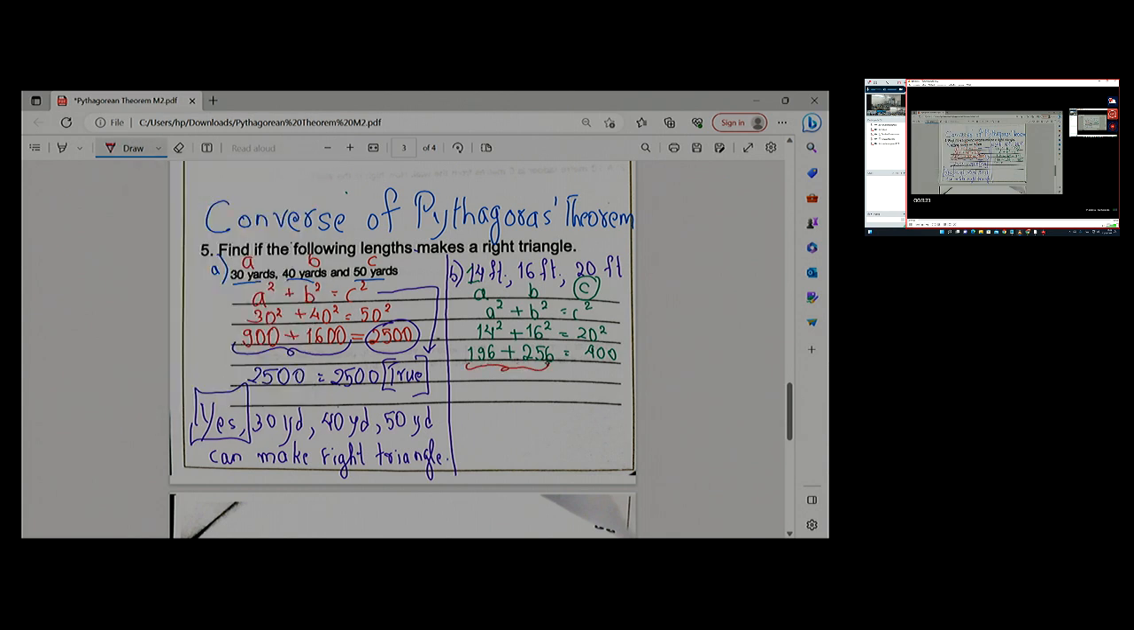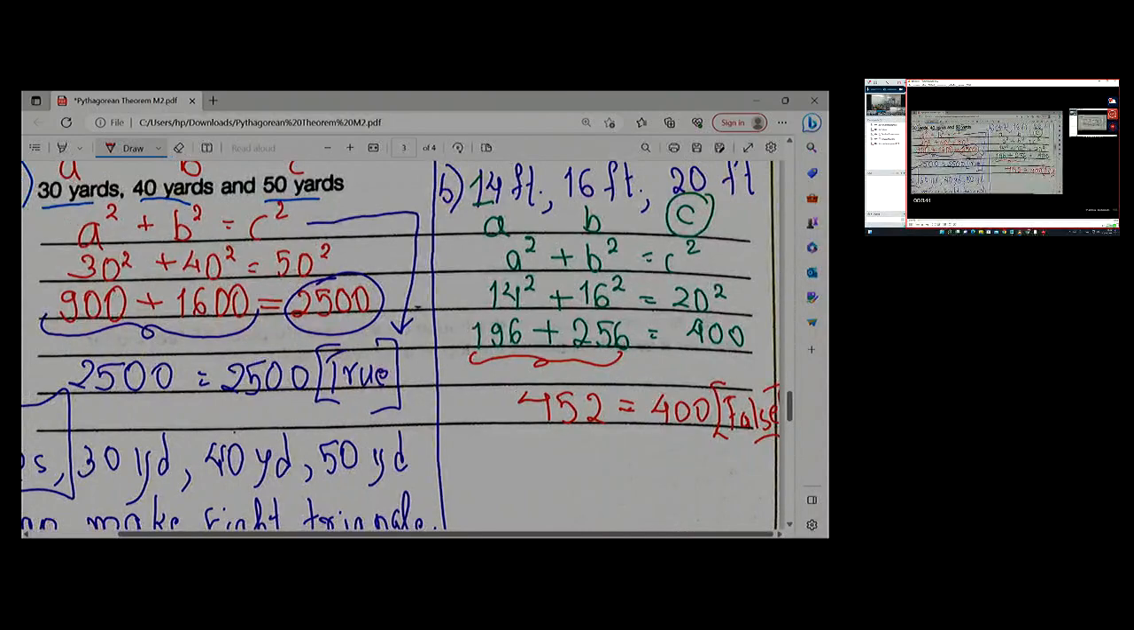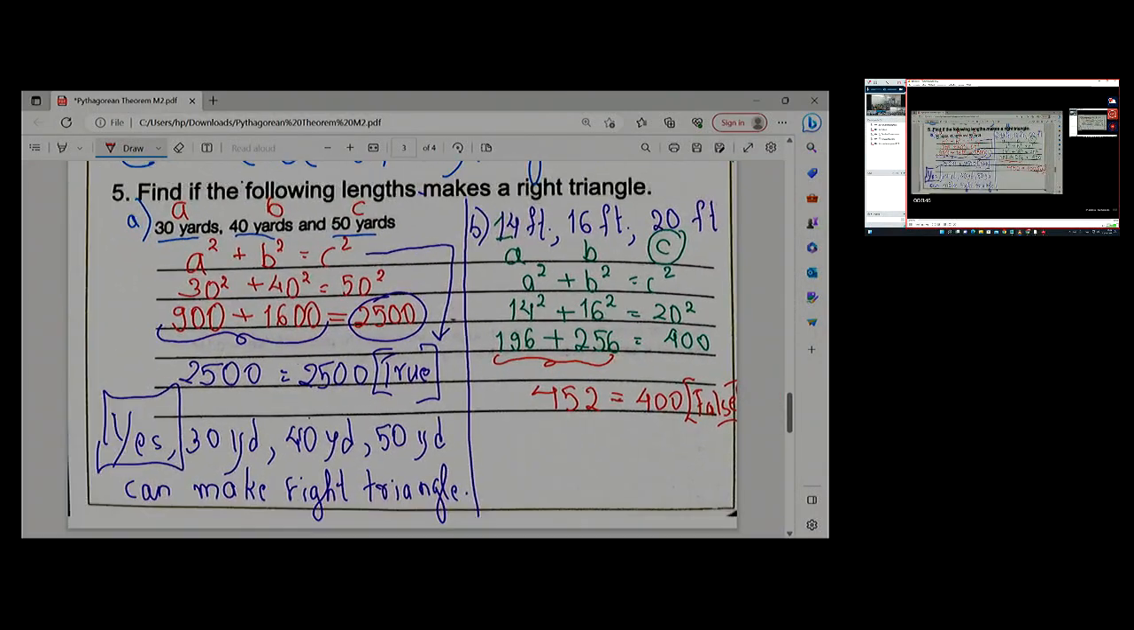256. So, what is the sum? 452. And here we have only 400. Is this correct? No. So, it is false. Right? False means wrong, incorrect. Understand? So, if it is false, what is the answer? Yes or no? No. So, we write no.